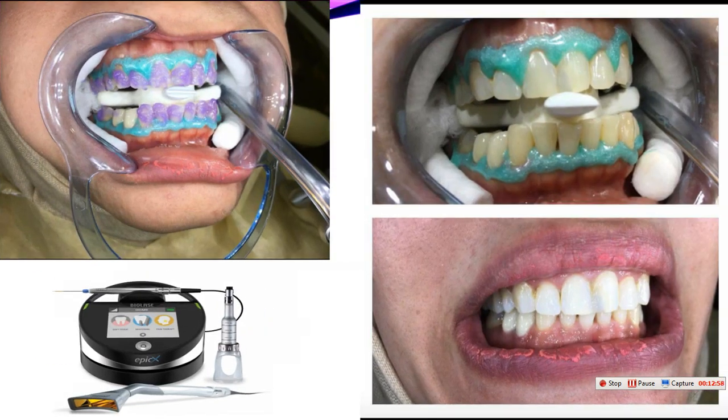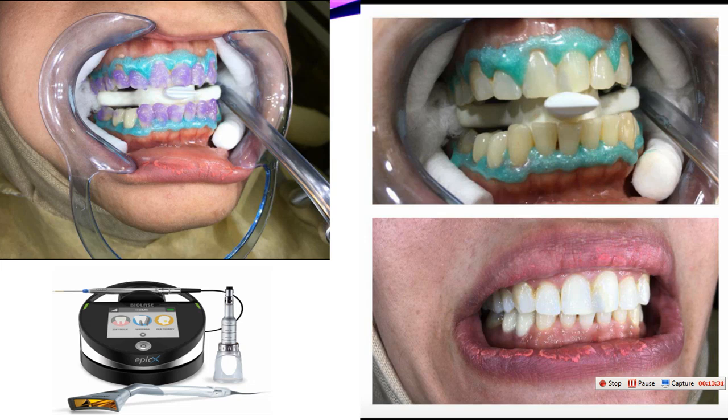Most commonly used today is biolaser. Biolaser is a diode laser, but at a wavelength of 940. This diode laser's depth of penetration is less than the conventional laser, because of its water absorption. Biolaser is most commonly used today because it also reduces the time of application.